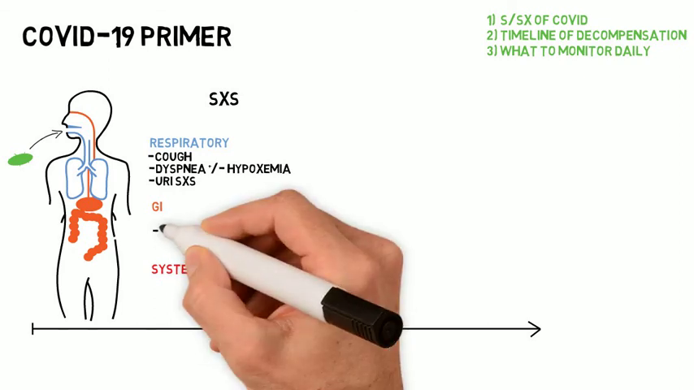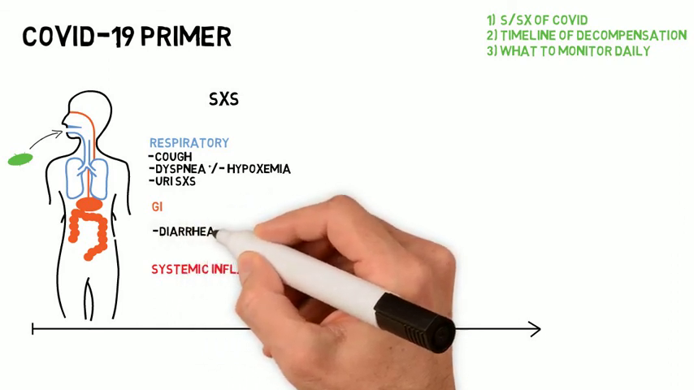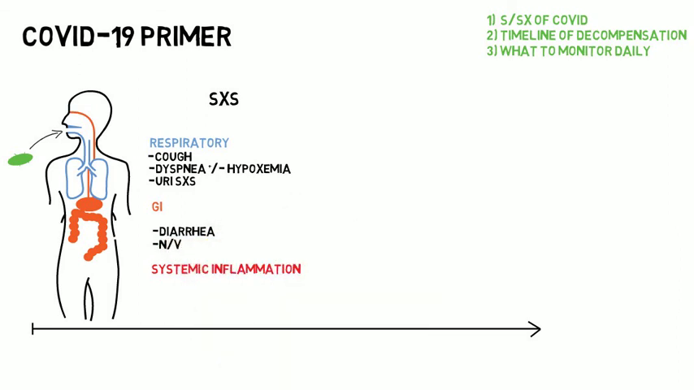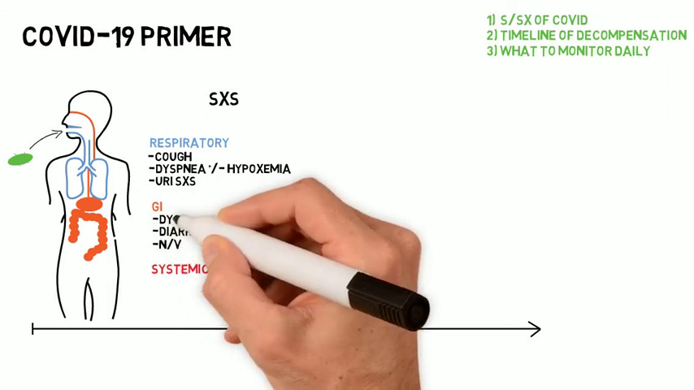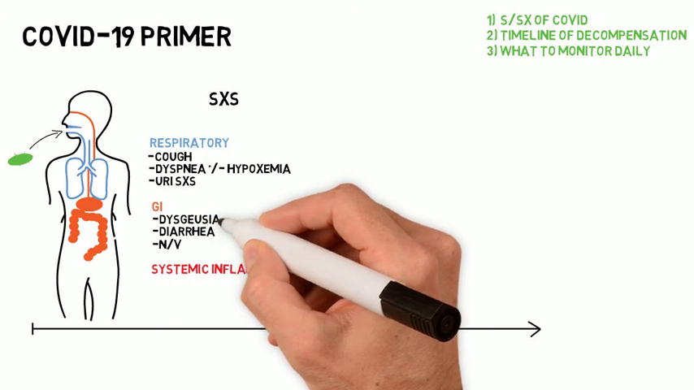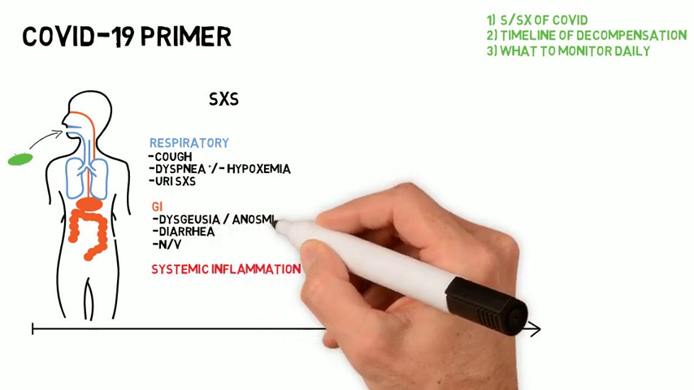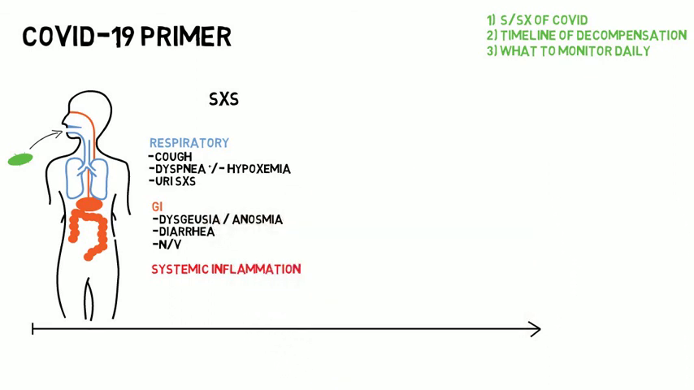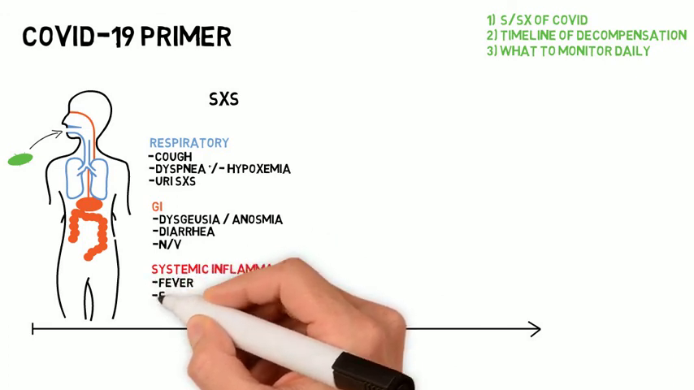That's right, diarrhea, nausea and vomiting. Anything else? Good. Dysgeusia. That's right. And dysgeusia is often coupled with anosmia. In fact, we'll put this at the top of our list because dysgeusia and anosmia are by far more common than any other COVID GI symptom. And symptoms resulting from the systemic inflammatory response include fever, fatigue, and myalgias.